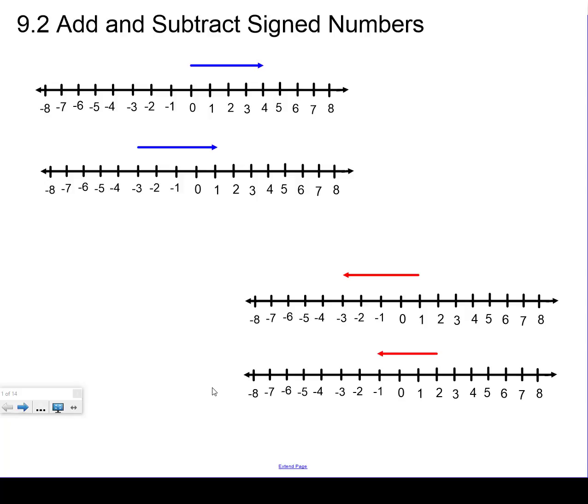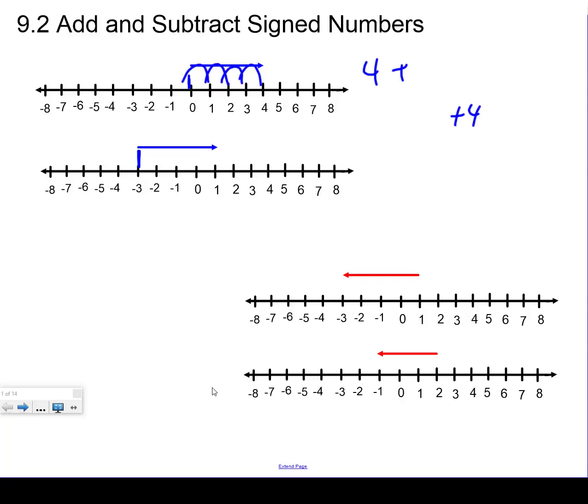All right, we're going to talk about section 9.2, add and subtract signed numbers. What you see on the screen right now are number lines, and the blue lines are representing a counting or a positive motion. It doesn't matter where they start, but you'll notice that the top one started at 0, and we moved 1, 2, 3, 4 units in the positive direction, meaning that this was a positive 4 or a plus 4 in the problem.